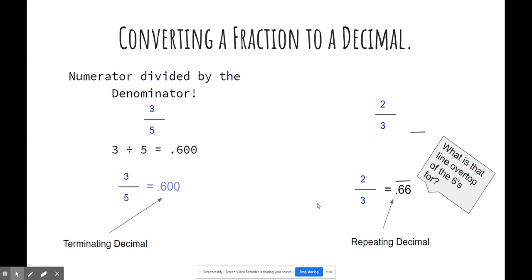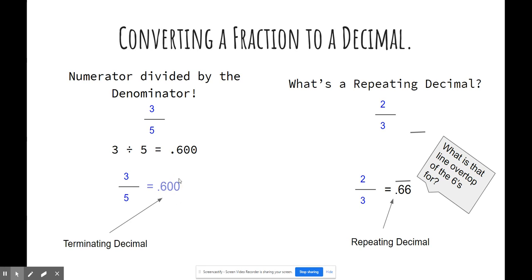Last but not least, this is just converting a fraction to a decimal. The numerator divided by the denominator, that's all you have to do. You take the numerator, 3 divided by 5, you get 0.600, right? Or 6 hundredths, or 6 thousandths, or 6 tenths. It's just 0.6, right? And this is what's considered a terminating decimal.